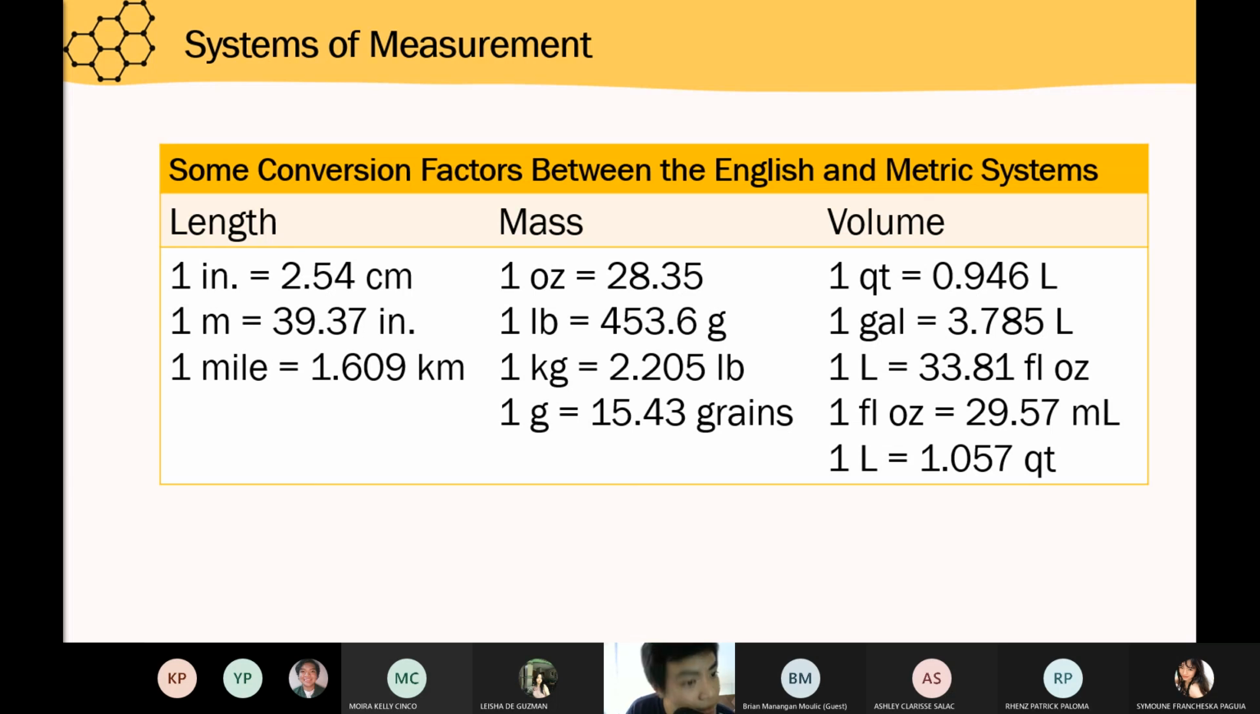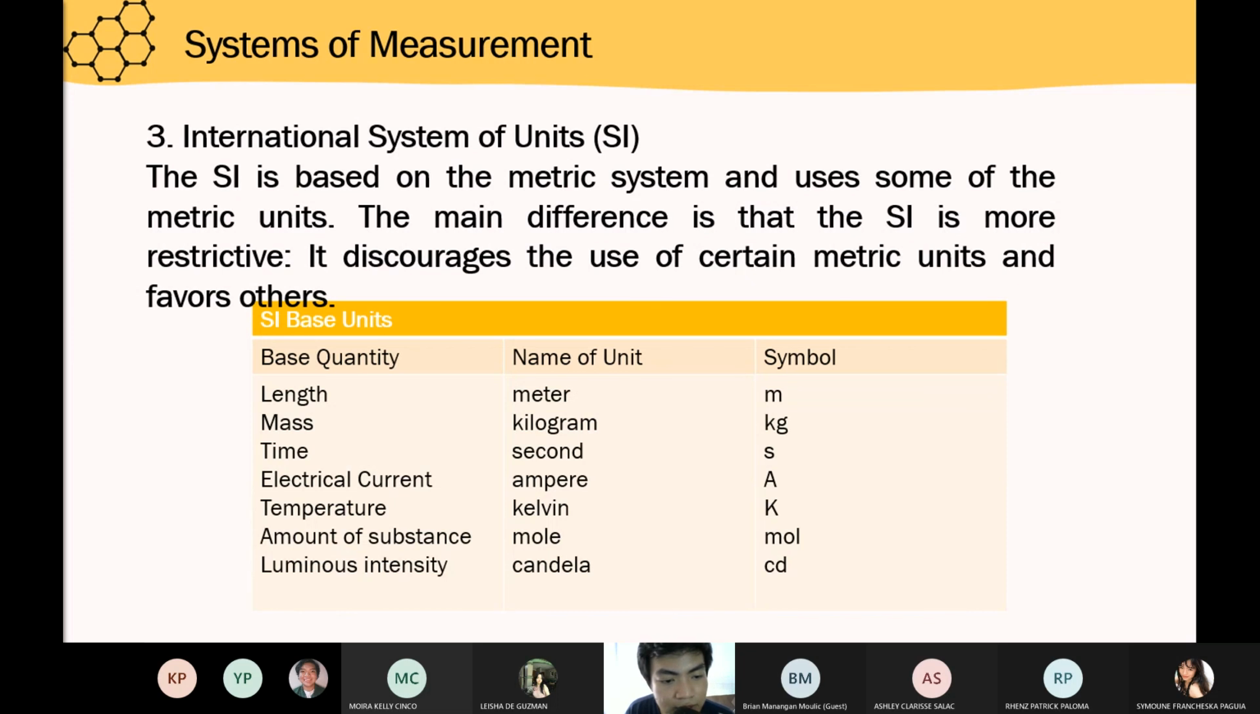Okay, and then the SI unit, ito naman, instead of using physical objects, we instead use universal constants. Ayan.